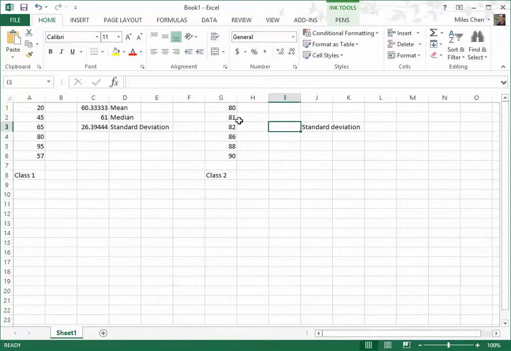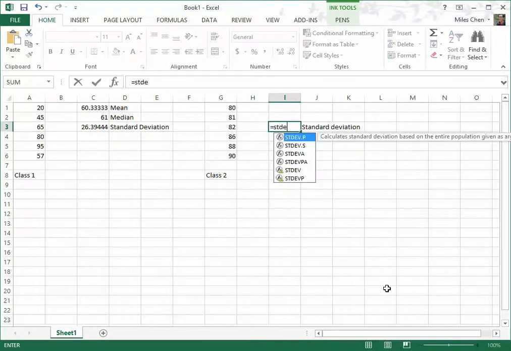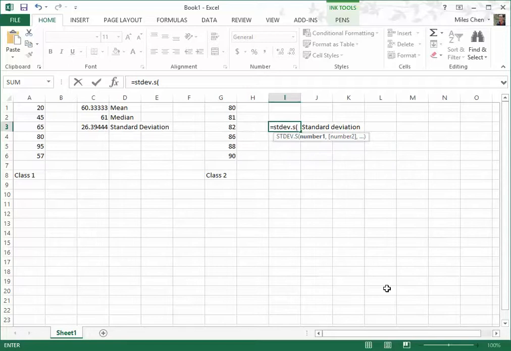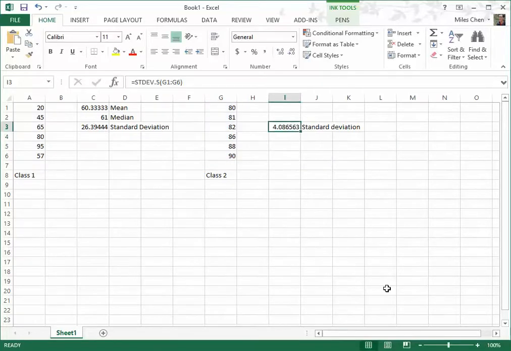Everybody's test score is very consistent in the 80s, right? And so we can ask, what is the standard deviation of G1 through G6? Okay, and I hit enter. Standard deviation is 4. Okay, now let's say I changed this person's score. No, it wasn't 80, but 8.